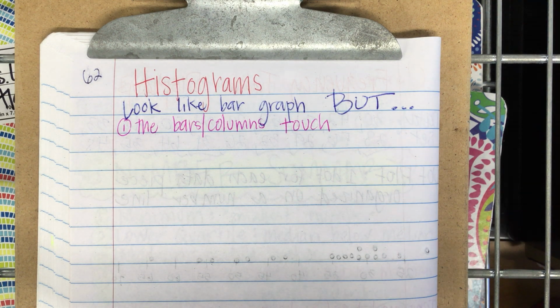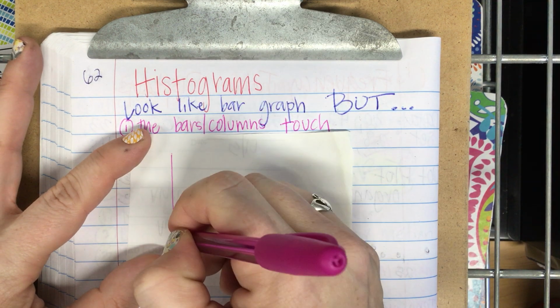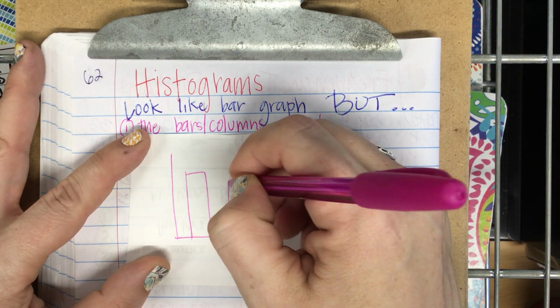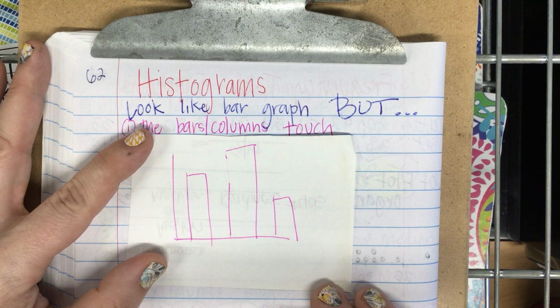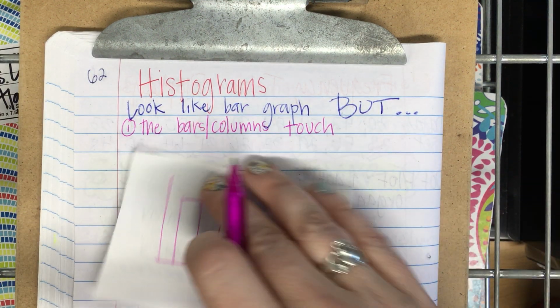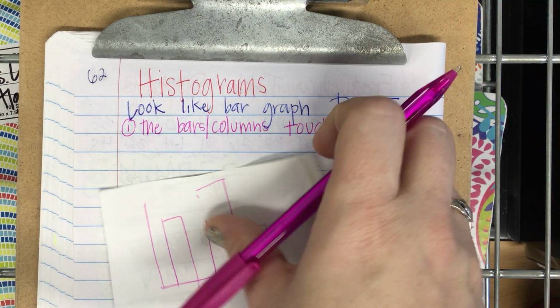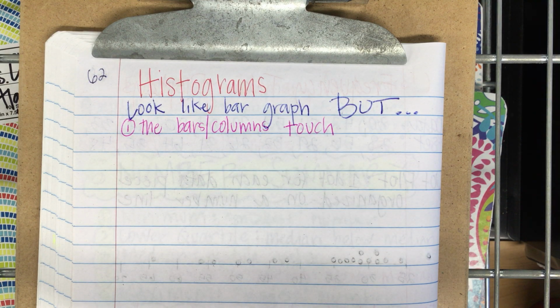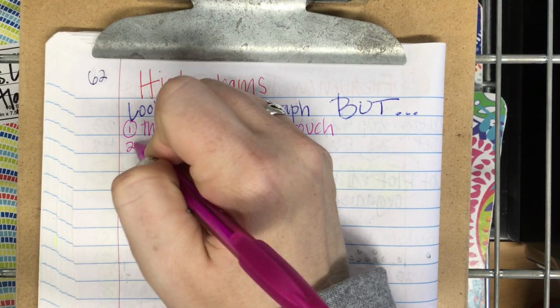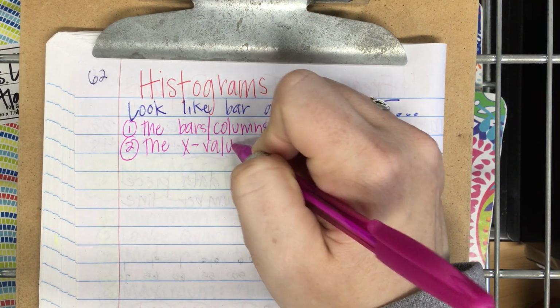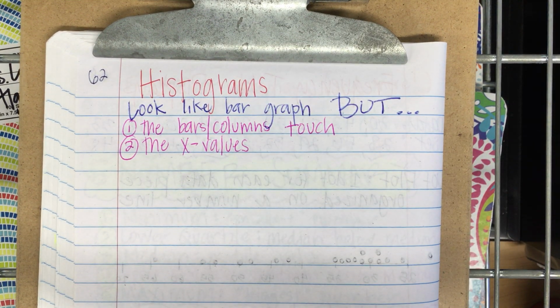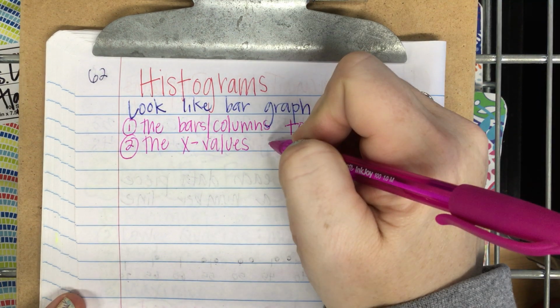A histogram, here's a bar graph. Your bars do not touch in a bar graph. A histogram, it's smushed together and the bars touch each other. And they touch each other because the x values, your data, the x values are ranges.